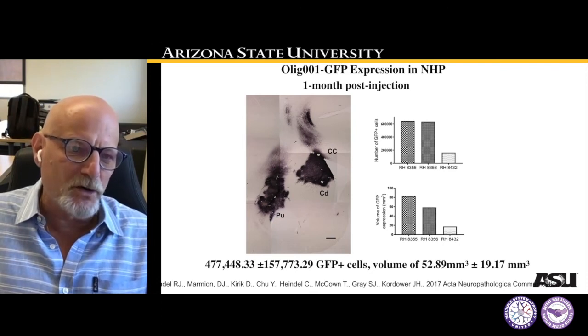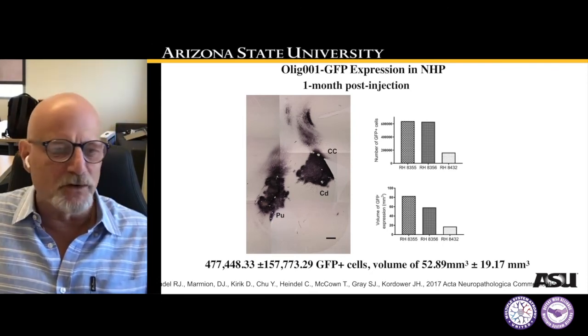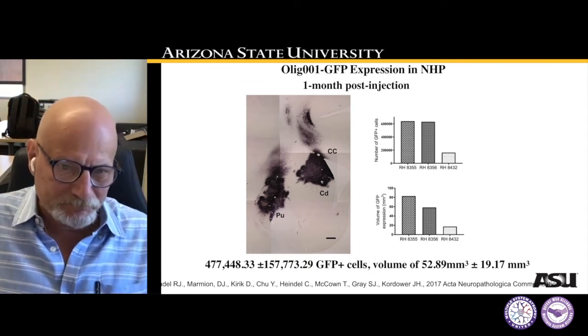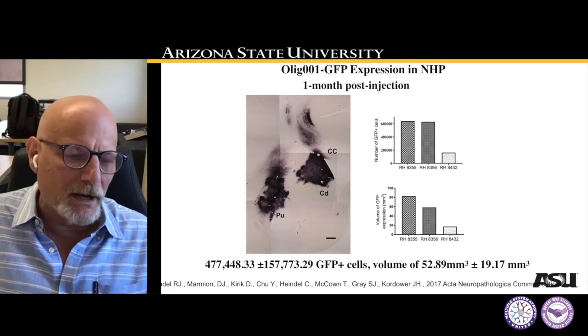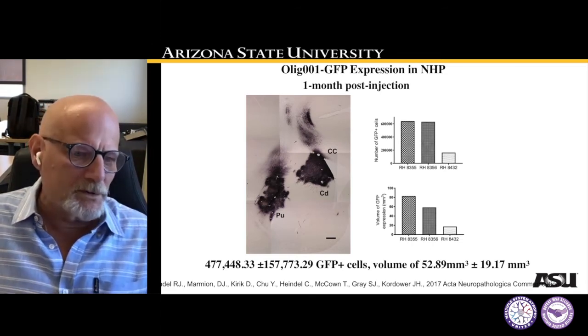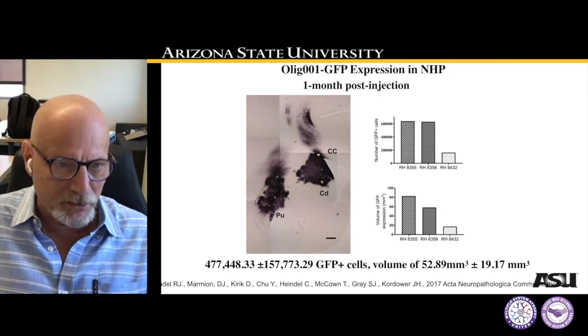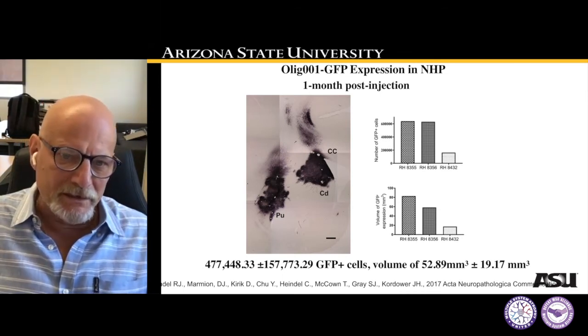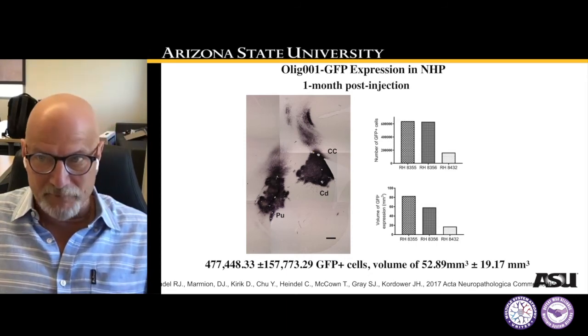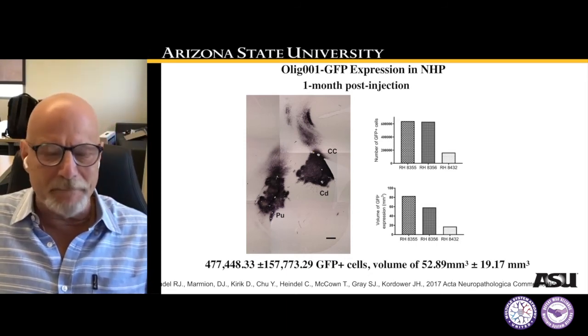You can see we injected in the caudate nucleus and in the putamen, and you can see the absolute robust number of cells that are transfected 1 month following the injection. We have almost 500,000 cells in this particular animal. And you can see the quantification number of GFP positive cells and the volume that you can get.